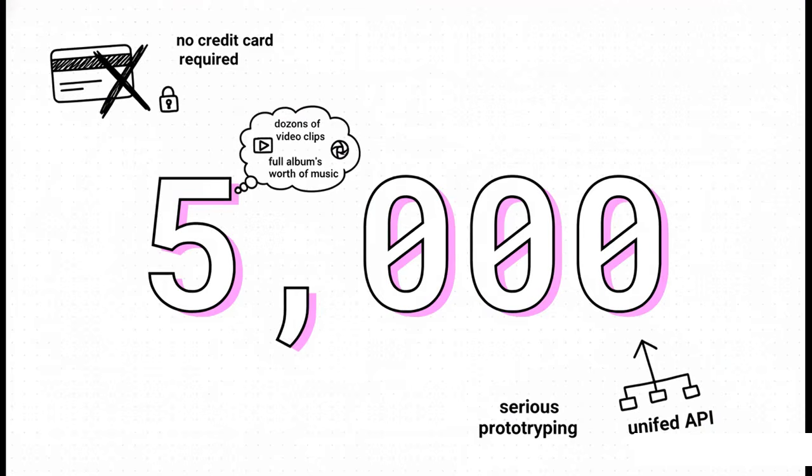Let's start with the perks, and this is a good one. Kie.ai gives you a seriously generous free trial. You get 5,000 free credits just for signing up. And here's the best part: no credit card required. The review made a point of this. This isn't just enough for a Hello World test. We're talking enough credits to generate dozens of video clips or maybe a whole album's worth of music. You can actually build a real prototype.